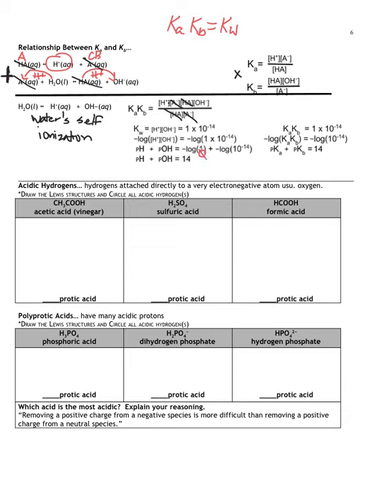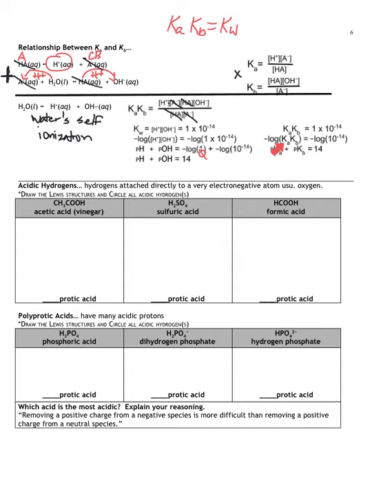But I also know that the negative log of 10 to the negative 14 is 14. So I'm deriving for you how this equation, pH plus pOH equals 14, comes about. It actually is water's self-ionization. And we can do the same here with the Ka and Kb. Since I'm multiplying these two, Ka times Kb equals water's Kw. And I can also find that pKa plus pKb equals 14.